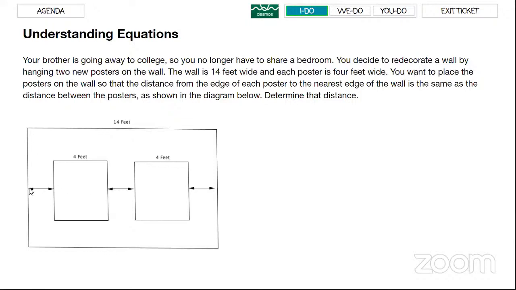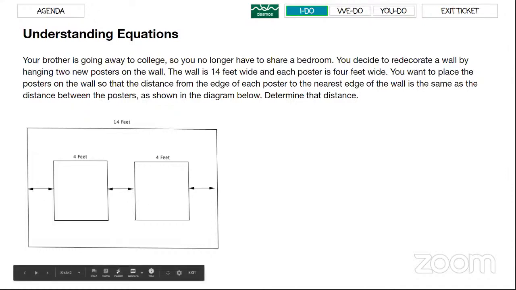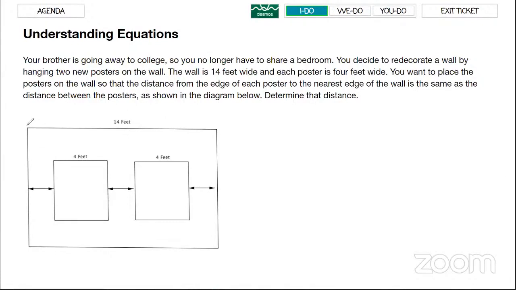The distance between the edge of the wall and the edge of the poster, the distance between the two posters, and the distance on the right side, all of them you want to make equally distanced. So how are you going to do that? Maybe one way is measuring, but measuring may not always be helpful in this case.